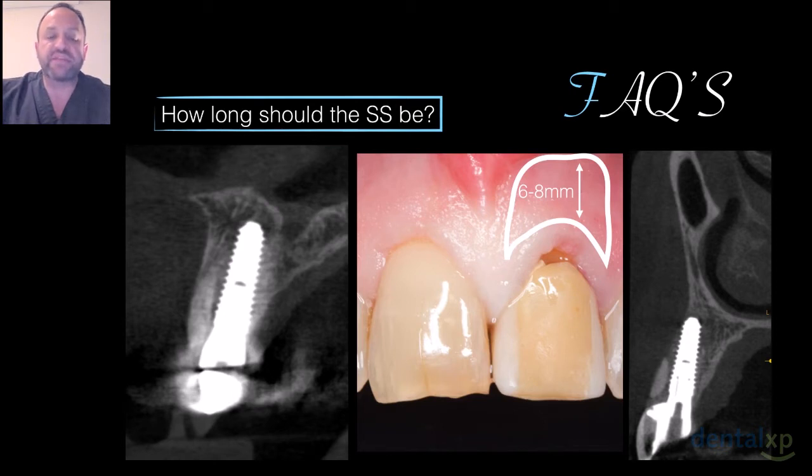But certainly length, I would say nothing less than 6, but you could be as long as it needs to be, as long as you take out the apex of the tooth and as long as you remove as much as you can.